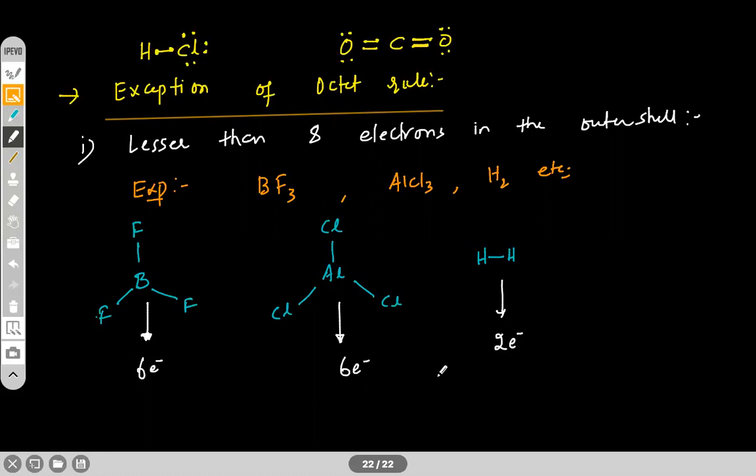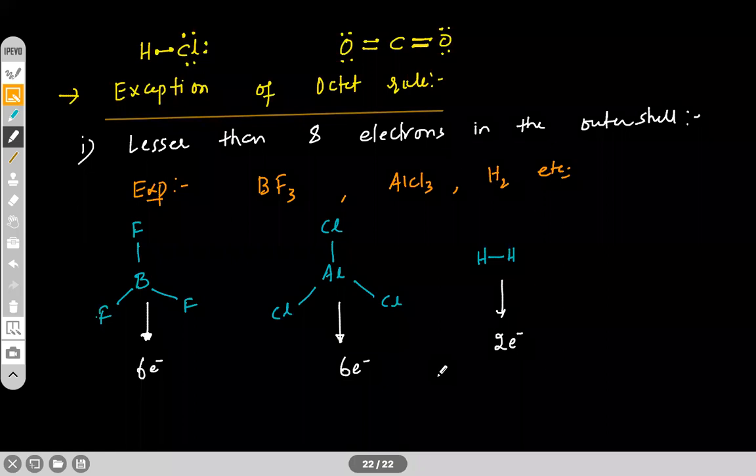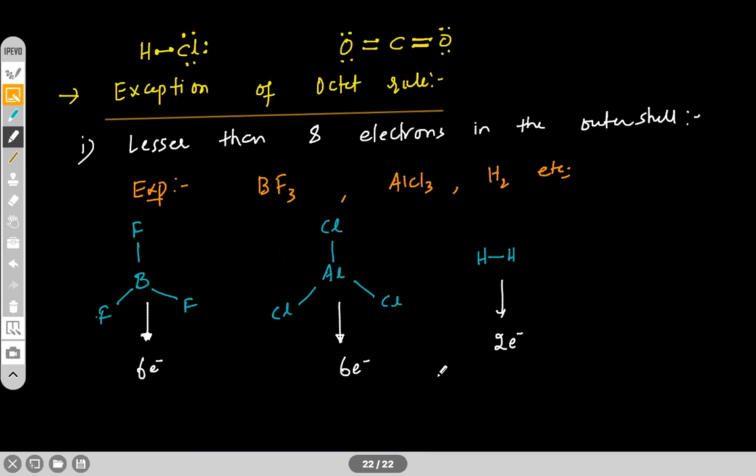Clear? I didn't get you, Shitish. Balance as in?